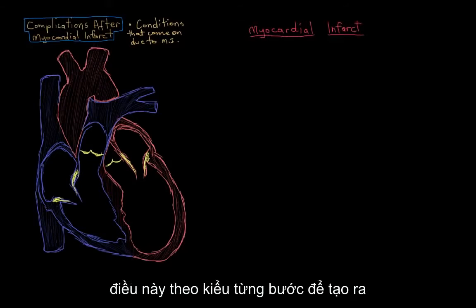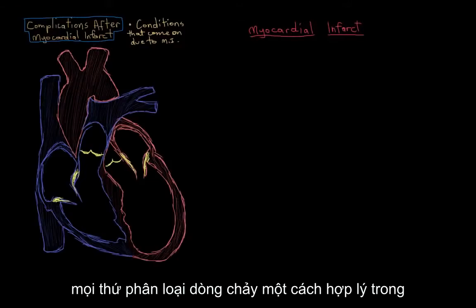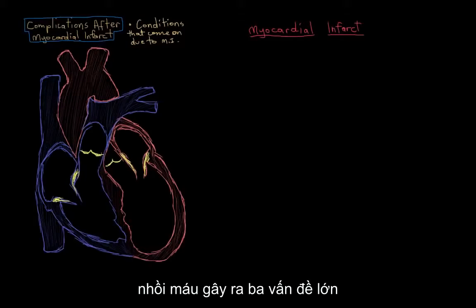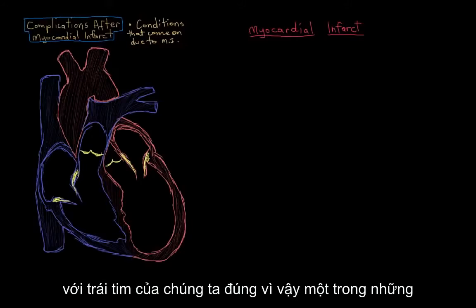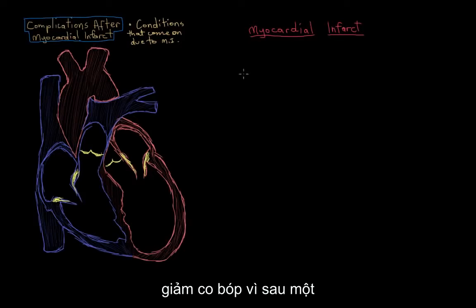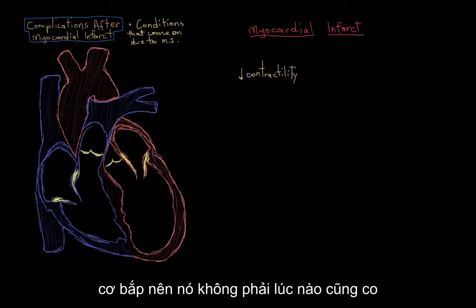And let's do this in a stepwise fashion to make everything flow logically in our heads. So we can say that myocardial infarcts cause three major problems with our hearts, right? One of the things is they cause our heart to have decreased contractility, because after a heart attack you've sustained some damage to your heart muscle, so it can't always contract very well.